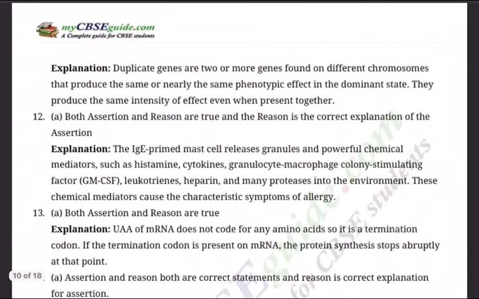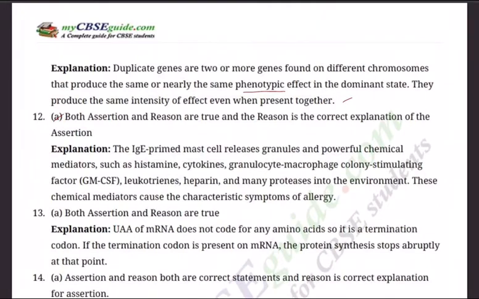That is about the duplicate genes. Again, the answer is A. Both assertion and reason are correct. Explanation: duplicate genes are two or more genes found on different chromosomes that produce the same or nearly the same phenotypic effect in the dominant state. They produce the same intensity of effect even when present together.